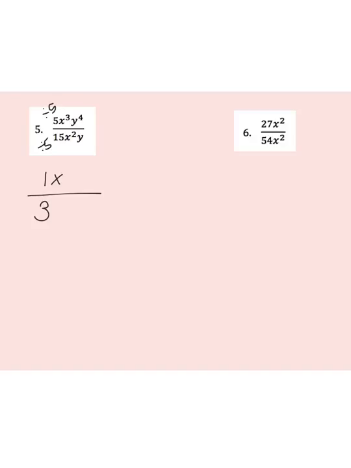Y to the fourth divided by y. 4 minus 1 is 3, and the bigger number of them was on top, so this y to the third is going to stay on top.